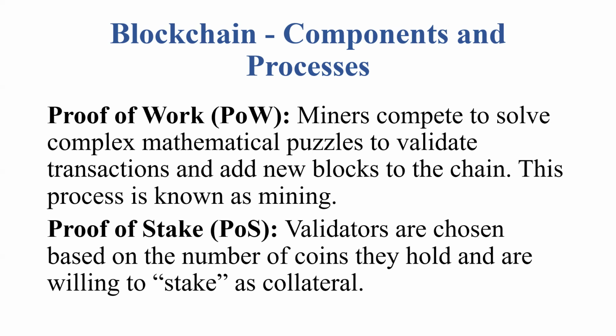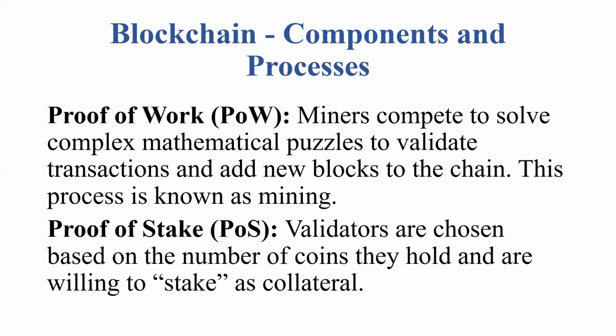Now, let's look at the other type of consensus mechanism, and that is proof of stake. Proof of stake is a consensus mechanism used in blockchain networks to validate transactions and add new blocks to the blockchain.